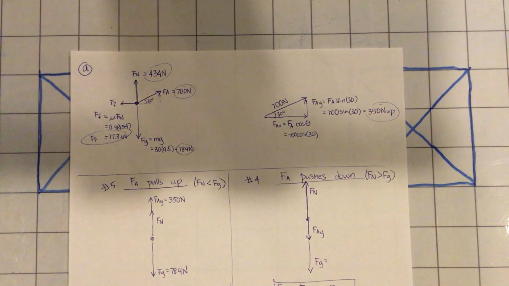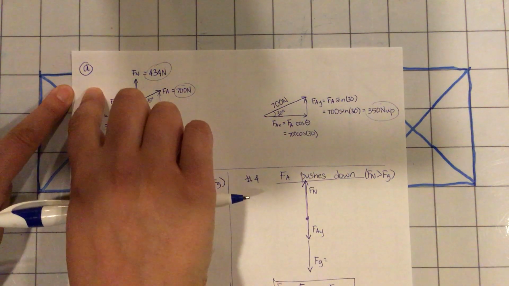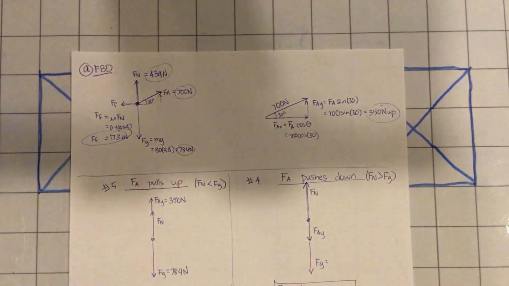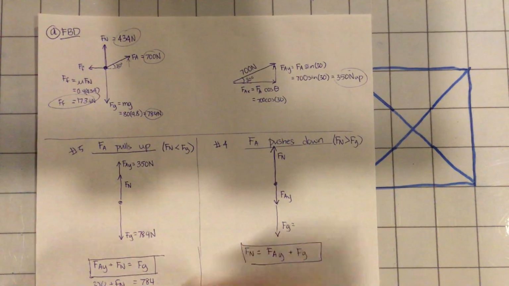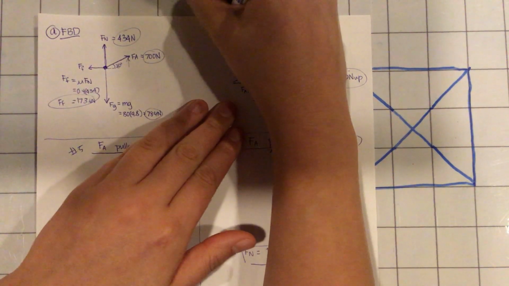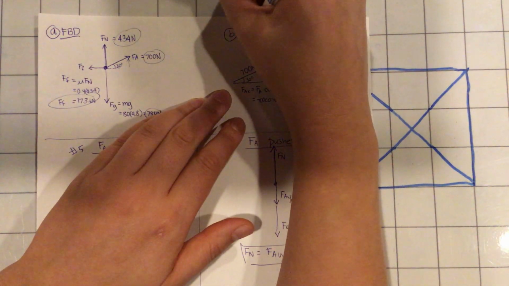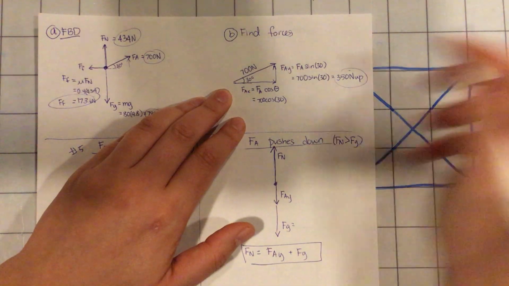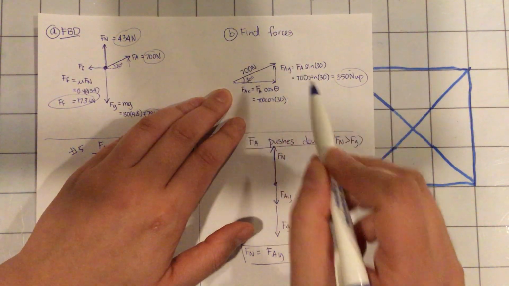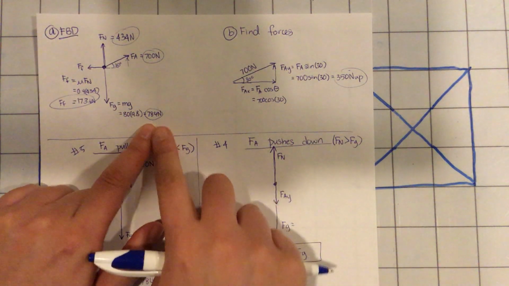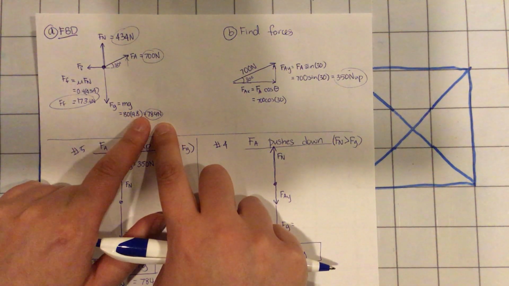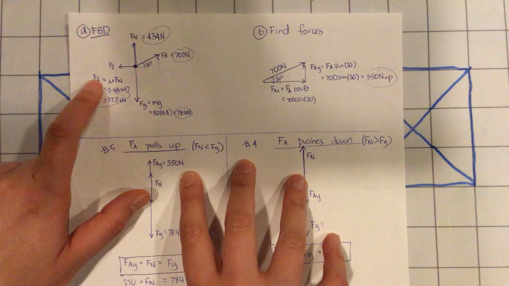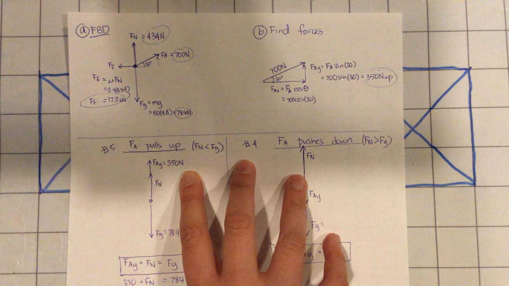So let's go over the steps. We drew the original free body diagram. That was part A, and it was prompted in the problem. Part B, we find the magnitude of all the forces. This might involve breaking forces into components, using equations from previous units like weight is equal to mg, or that friction is equal to mu times Fn.